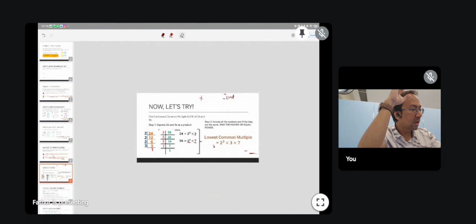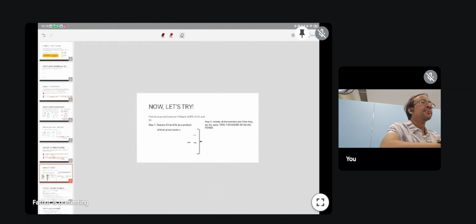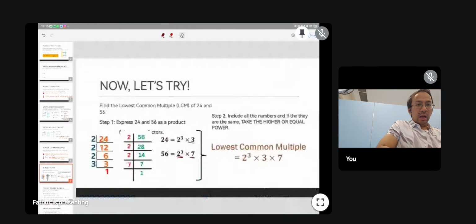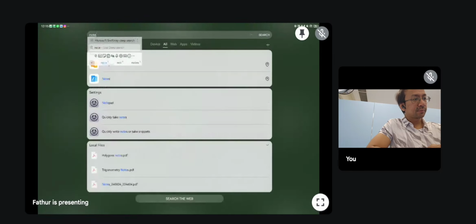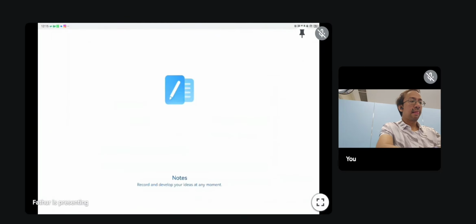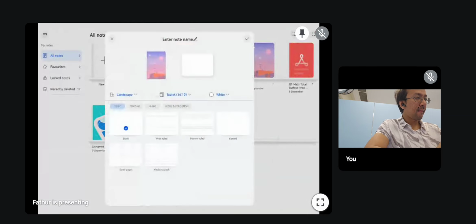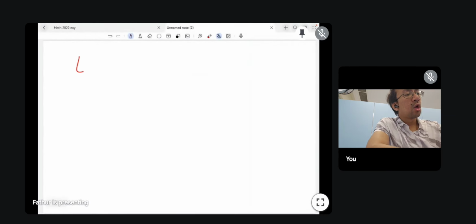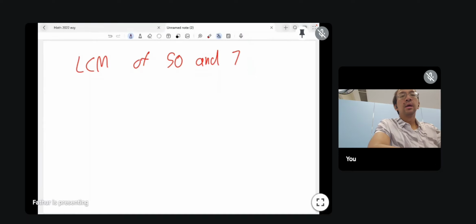Let's try another example. What if I were to give you an example? How about the lowest common multiple of 50 and, let's say, 70? 50 and 70. Let's try this. So you have 50 and 70.